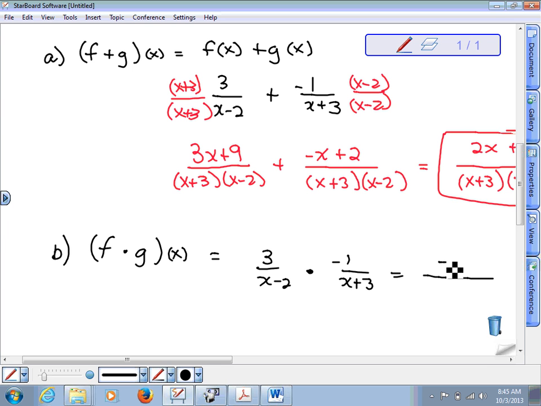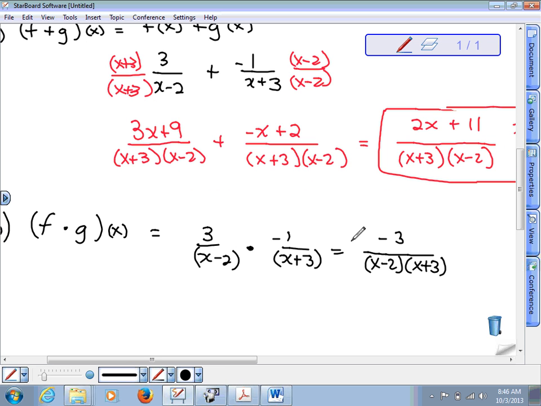We're going to have 3 times negative 1, which is negative 3. And I would recommend that you just consider these in parentheses for right now and just write x minus 2 times x plus 3. I would not recommend that you multiply these two together because it's harder to tell what the domain restrictions are. If it's in factored form, it's easy to glance at that and say, okay, x can't equal this, x can't equal that. If you multiply them together, you're just going to have to factor it back out again to find the domain.